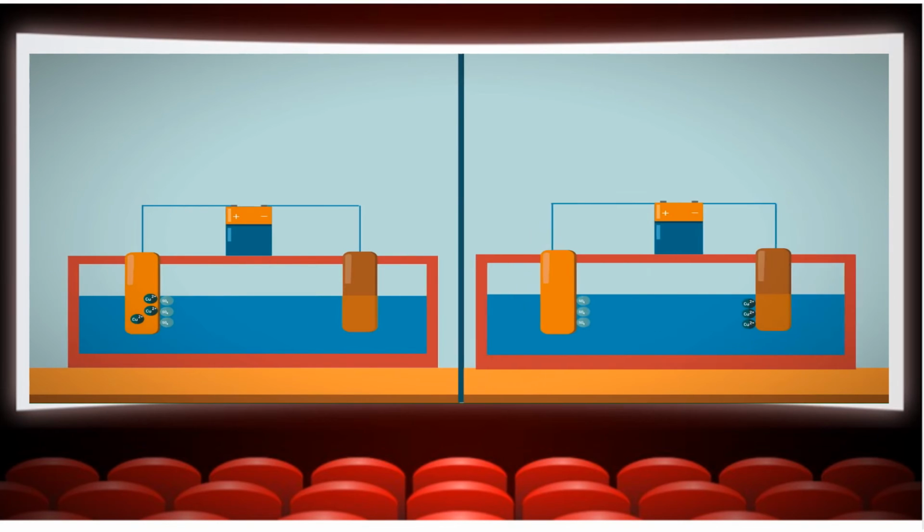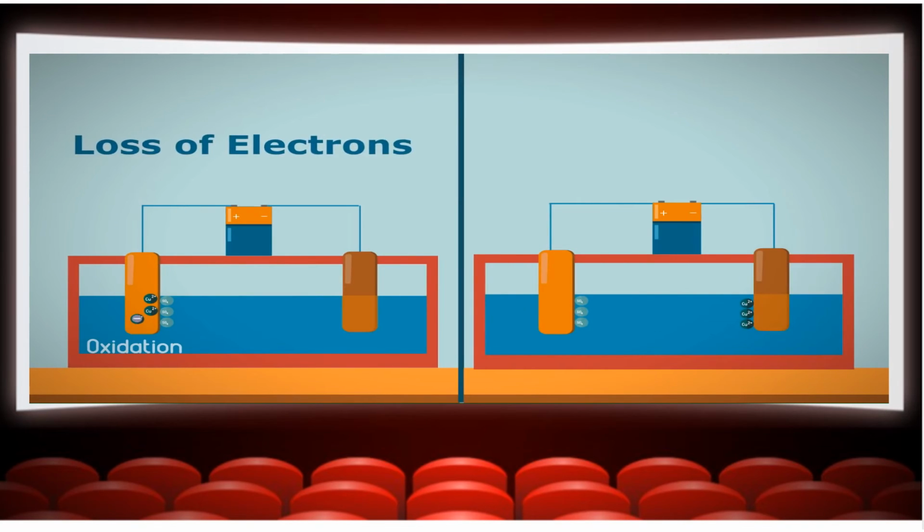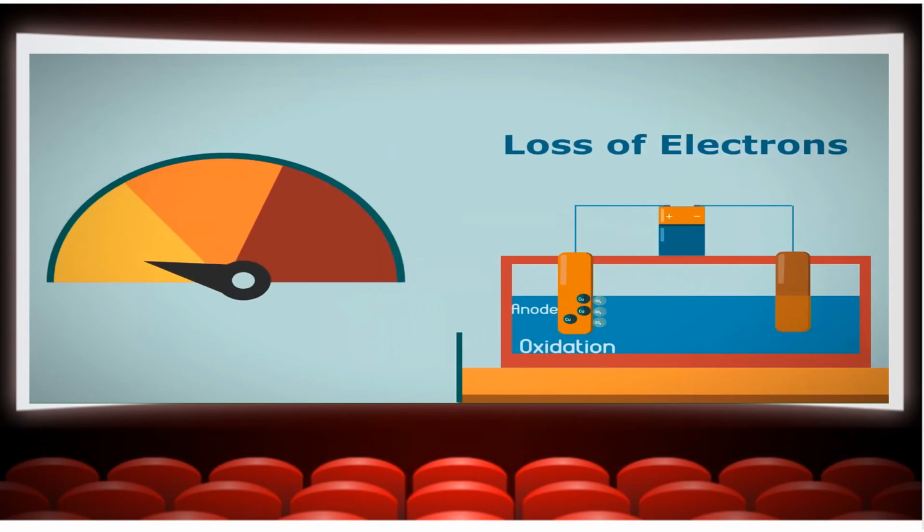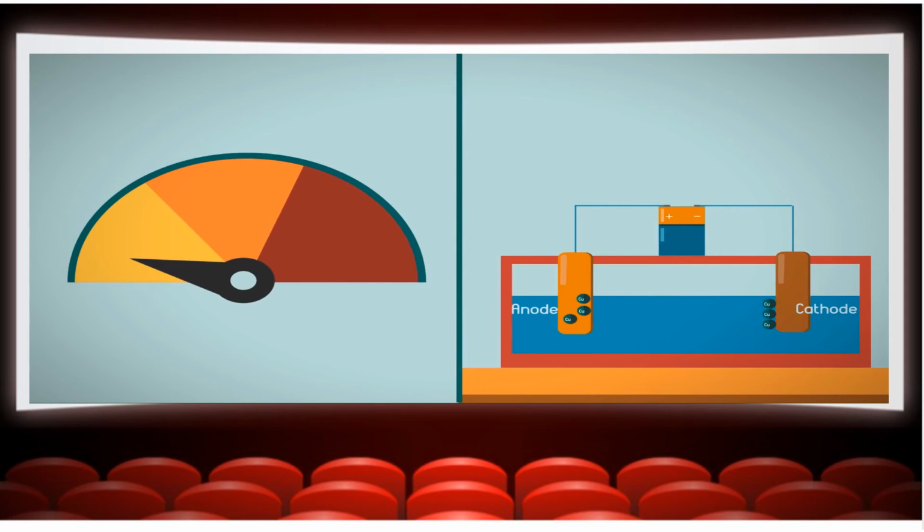So just remember that oxidation, the loss of electrons, takes place at the anode, and reduction, the gain of electrons, takes place at the cathode. So a few other things to consider in electroplating. The speed at which electroplating occurs depends only upon the strength of the electric current. A stronger current increases the speed at which the ions and electrons move through the circuit, speeding up the plating process. One way to increase the current is by increasing the concentration of ions in the solution.